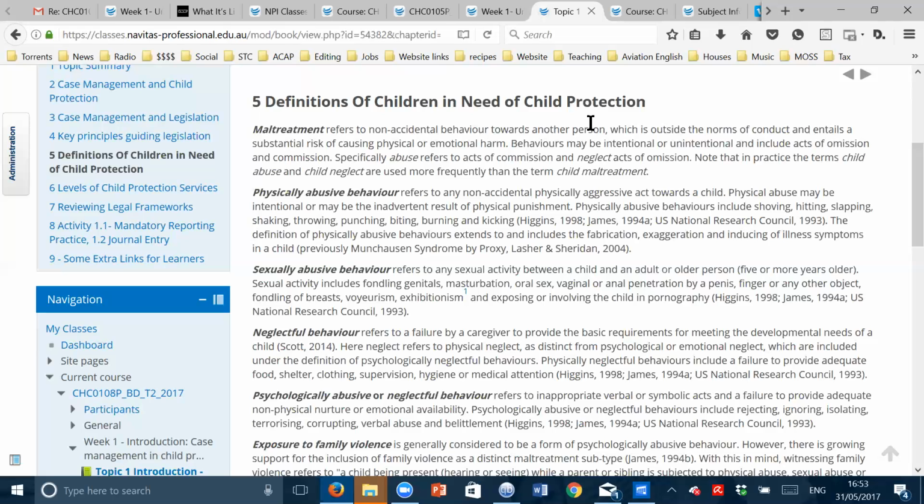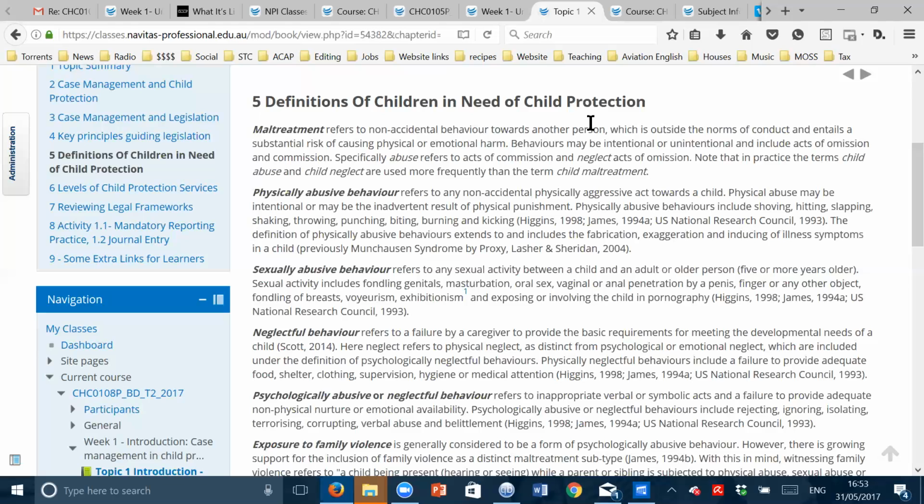So physically abusive behavior, sexually abusive behavior, being engaged in any sexually abusive activities. That includes things like taking pictures, as well as voyeurism, masturbation, exhibitionism, exposing yourself, a whole range of sexual activities that may not involve the child being aware of it. But that doesn't mean that they're not being sexually abused. So that's important to know.